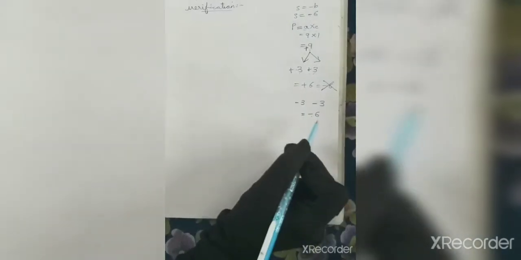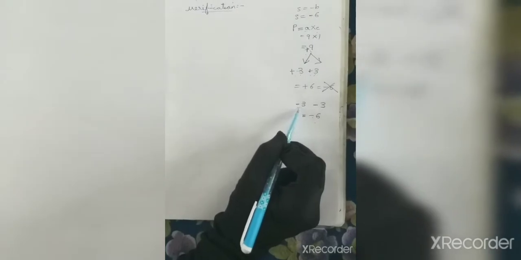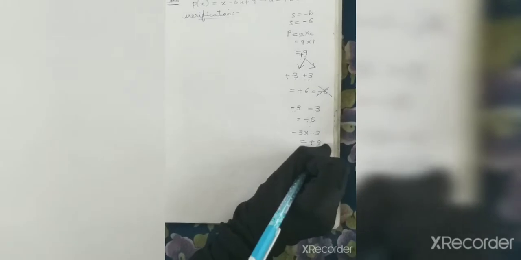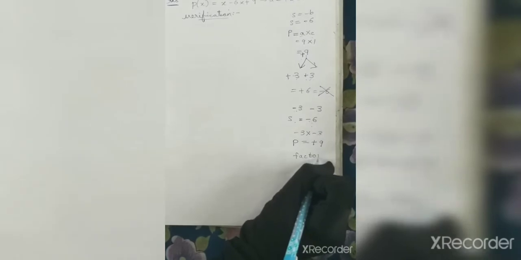So let us take the factors as minus 3 and minus 3. Why? Because if I add minus 3 and minus 3, yesterday I said, when the signs are the same, add. So minus 3 and minus 3 means we add to get minus 6, and the sign is minus because both have a minus sign. So I am getting the sum as minus 6, and I am also getting the product as plus 9 because minus into minus is plus. So I will choose the factors as minus 3 and minus 3.